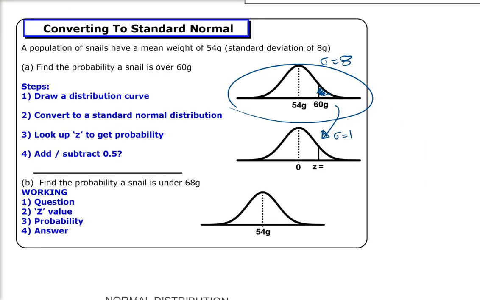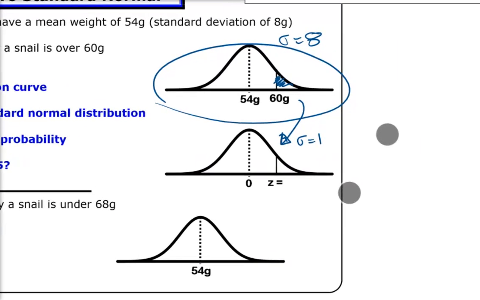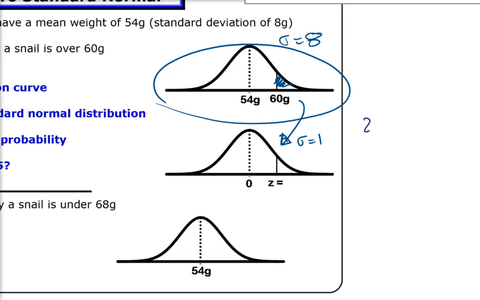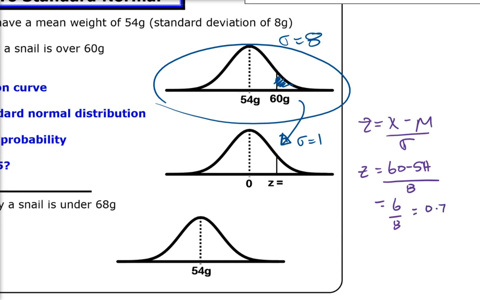So if I go back to the question, this one here, remember z is equal to x minus mu over sigma. That's those fancy words. So z is going to be 60 minus the 54 divided by the 8. Now that's going to be 6 over 8, which is going to be 0.75. Now you can do that part in your calculator.